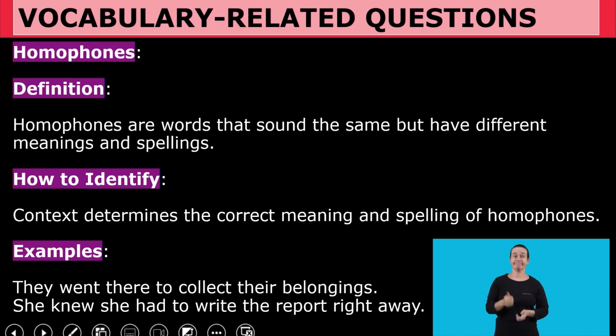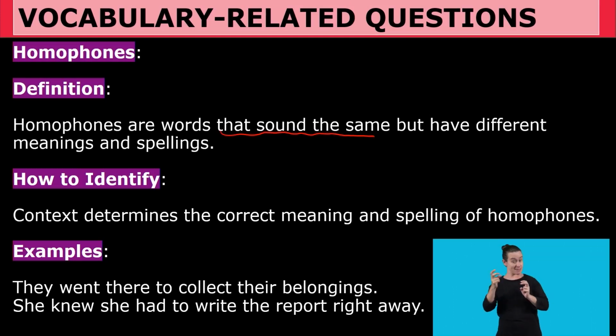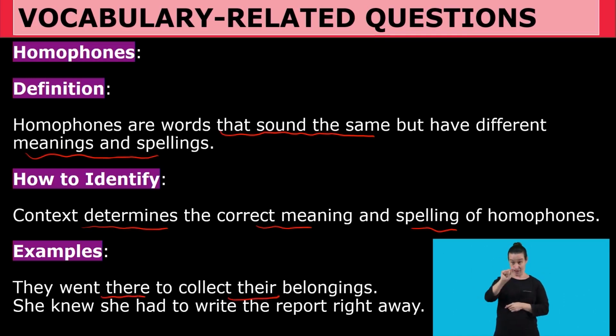Next up, we have homophones, and of course, remember, phone, this is where you put your phone. Homophones are words that sound the same but have different meanings and spellings. So look at the context, and that will determine the correct meaning and the spelling of the specific word. For example, they went there to collect their belongings. As I read the words, you can hear that they sound the same, although they have different spellings and different meanings. She knew she had to write the report the right way. Write meaning to write something down with a pen, and right meaning correct.